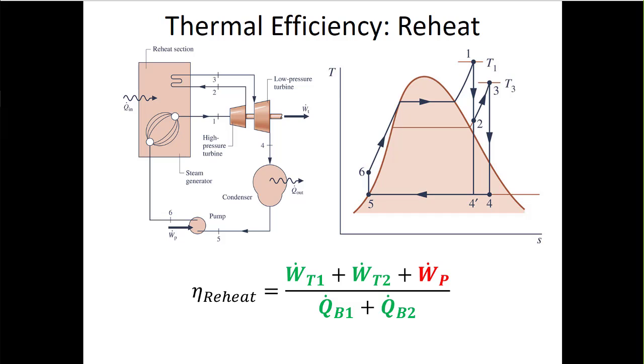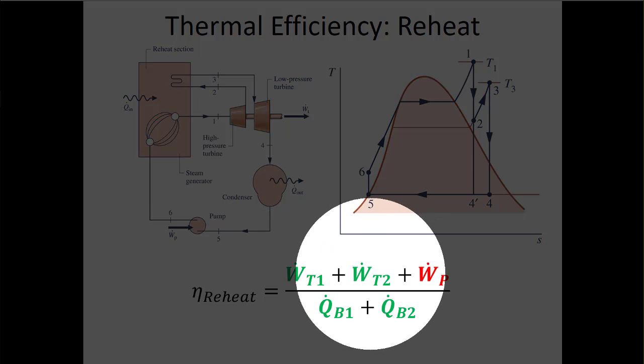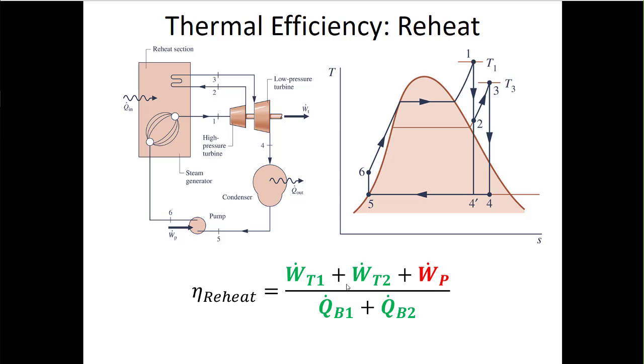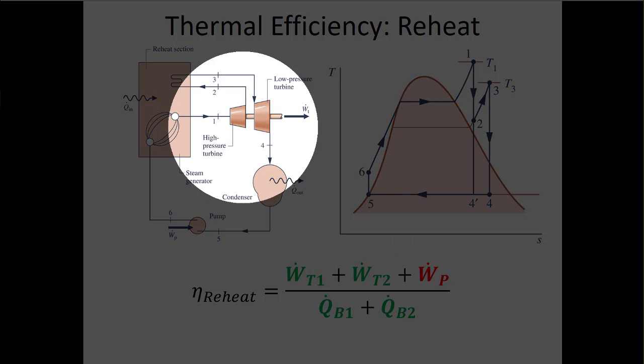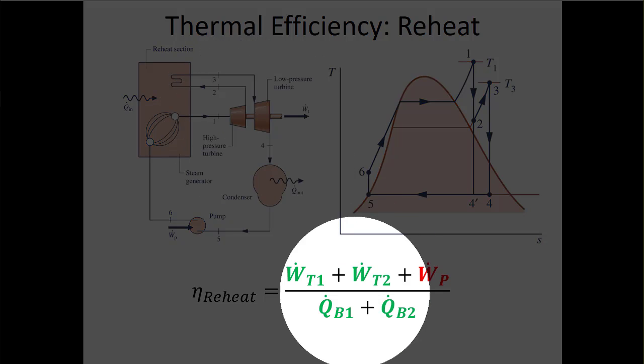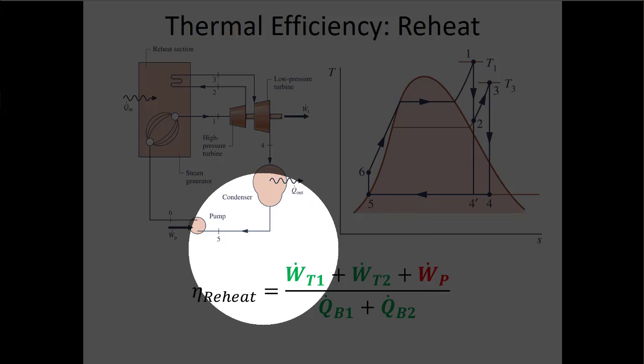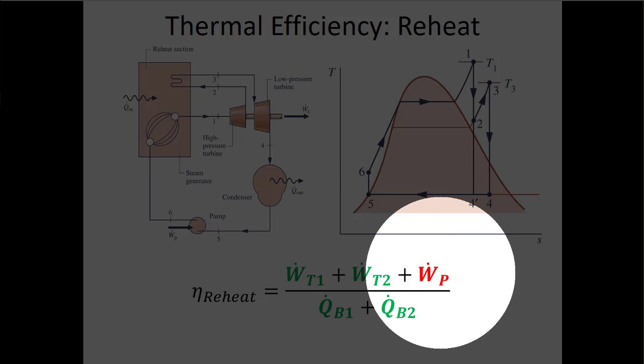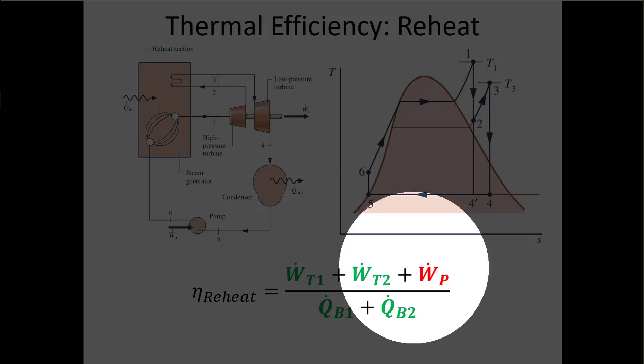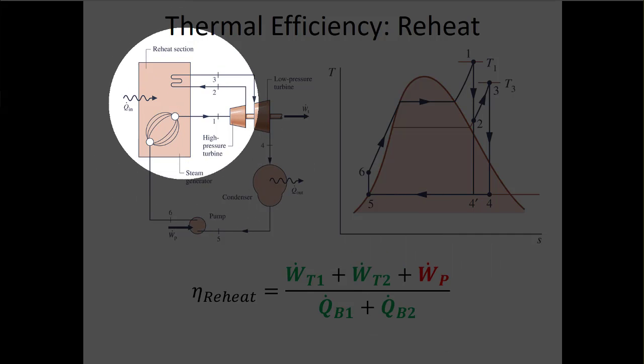So if we're trying to find thermal efficiency for this cycle, it's the same as thermal efficiency for any cycle, for any heat engine. We have the net power divided by the heat in. But now we have 2 turbines that are producing power, so there are 2 positive power terms. There's still 1 pump, so there's only 1 negative power term. But now there are 2 places to add heat.